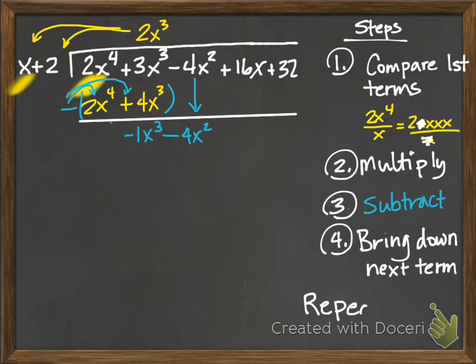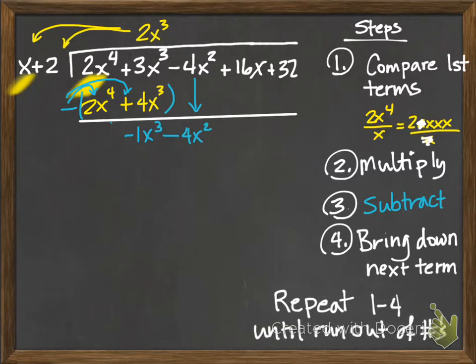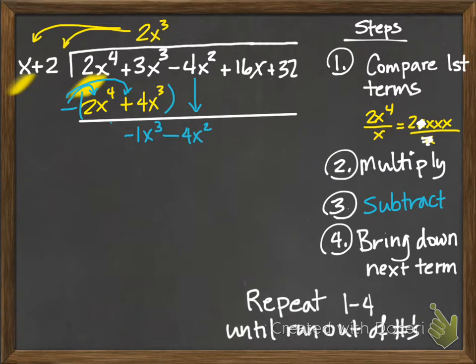We're going to repeat our steps, and we're going to keep doing that over and over until we run out of terms. Until we run out of numbers. I should move this over so we can read this. There we go. That's better.